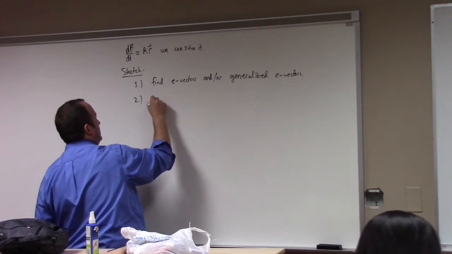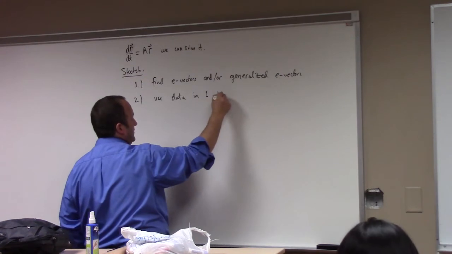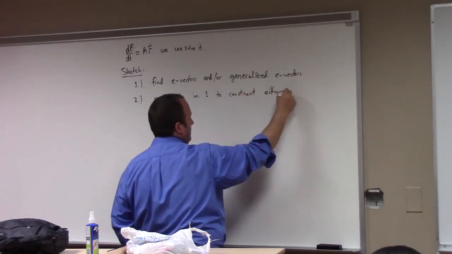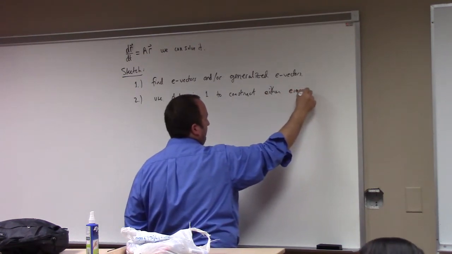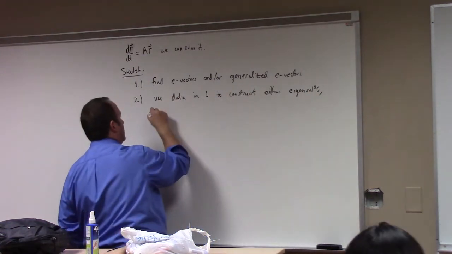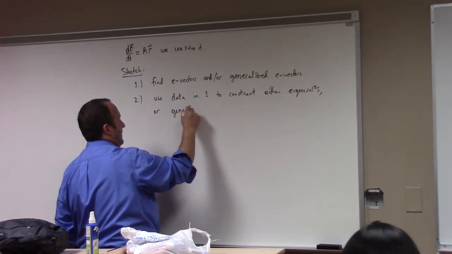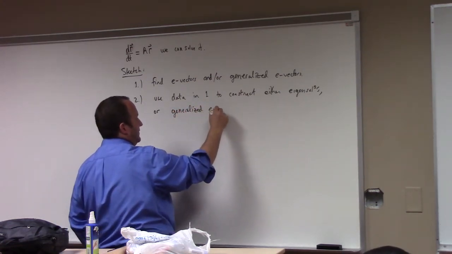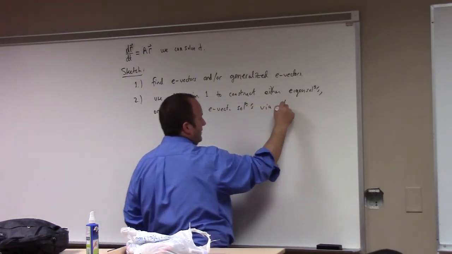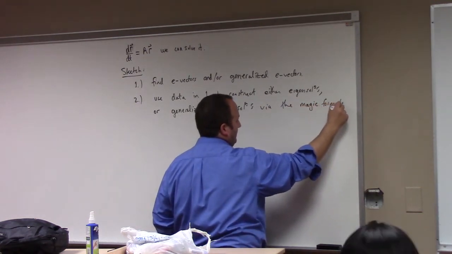Step 2, you use data in 1 to construct either eigensolutions or generalized eigenvector solutions via the magic formula that I wrote last class, right?